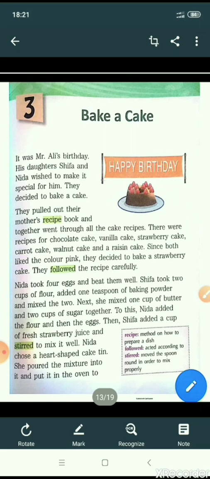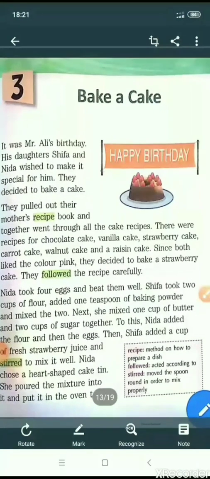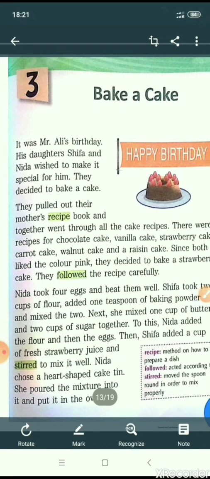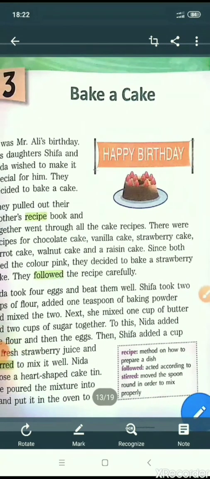They pulled out their mother's recipe book and together went through all the cake recipes. There were recipes for chocolate cake, vanilla cake, strawberry cake, carrot cake, walnut cake, and a raisin cake. Since both liked the color pink, they decided to bake a strawberry cake. They followed the recipe carefully.